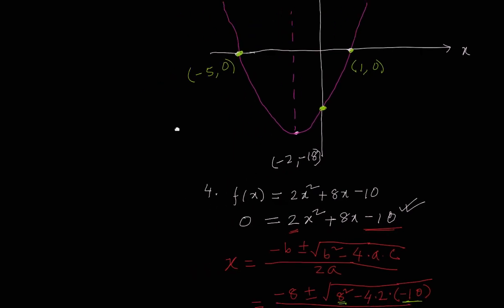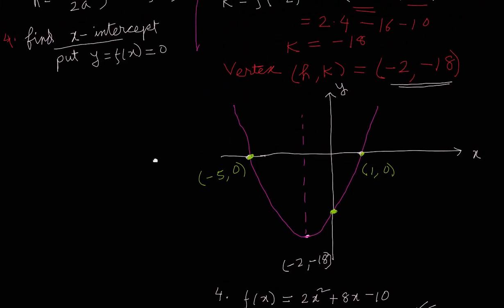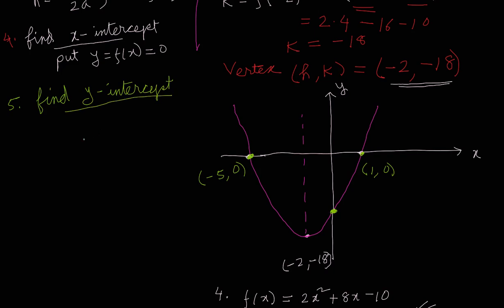So let's do the last step. Step number 5 is to find the y-intercept. If you remember from all our previous lectures, to find the y-intercept we need to put x equal to 0. So put x equal to 0 in the equation. These are all my steps. So let's do step number 5 for our problem.